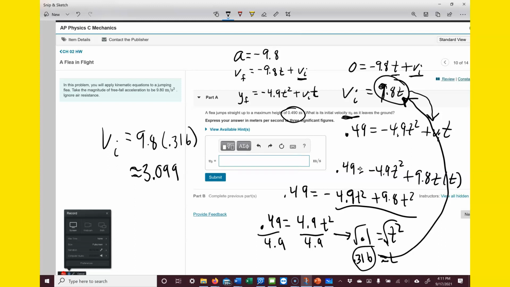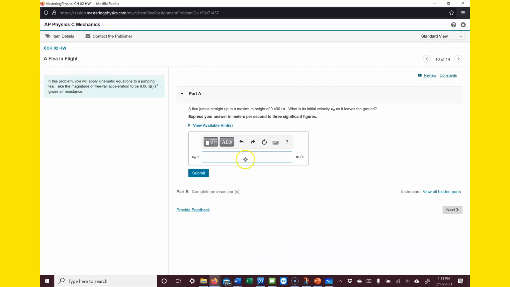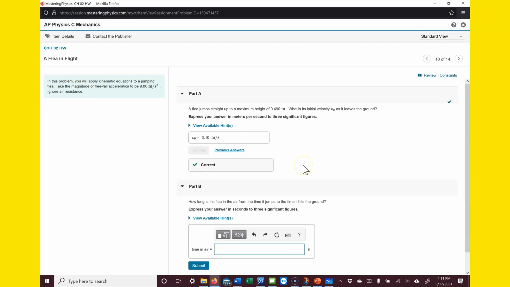Okay, so let's go plug that in and see if that is right. Three significant figures. 3.099 would actually round up, wouldn't it? So it's 3.10. That's good stuff.